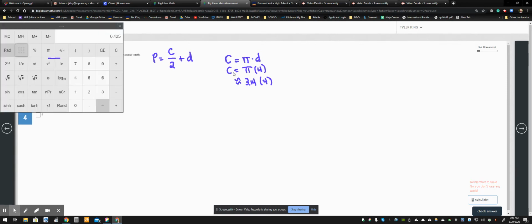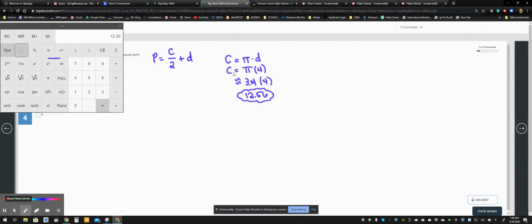So we're going to grab our calculator. We're going to take 3.14. We're going to times that by 4. We're going to end up at 12.56. So we have 12.56 for the circumference of the circle.